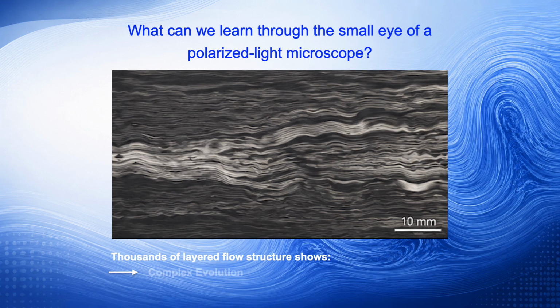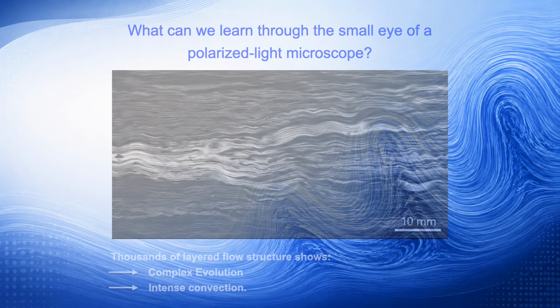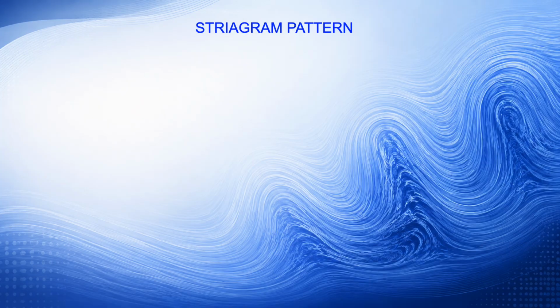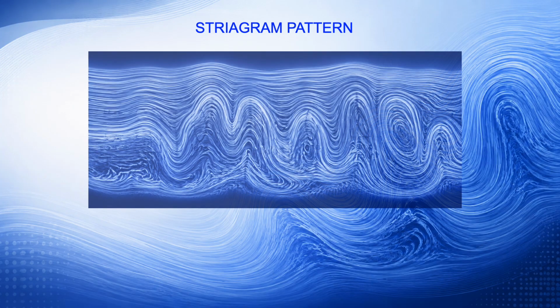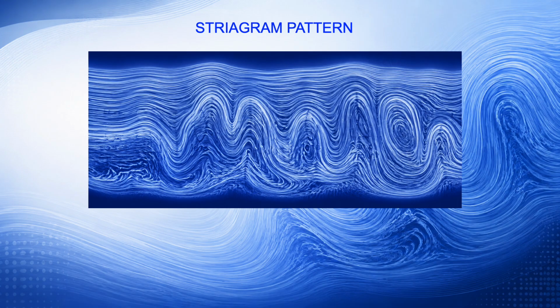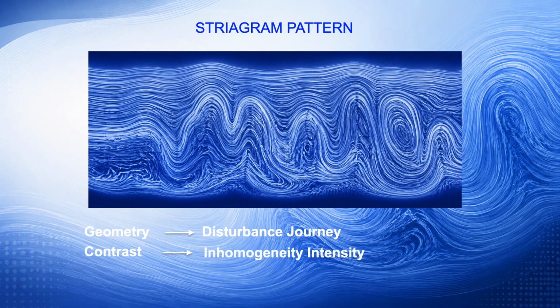Even within this small observation window, the pattern shows how the disturbance resisted diffusion and homogenization despite intense convection. The striagram acts as a historical record of the inhomogeneity. Its geometry reveals the journey of the disturbance through the furnace. Its contrast indicates the intensity of the compositional inhomogeneity, and its homogenization behavior reflects the persistence of the disturbance and how effectively the melt homogenized before reaching the finished glass.